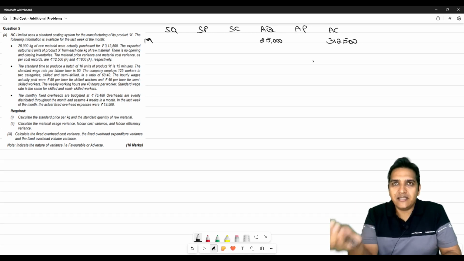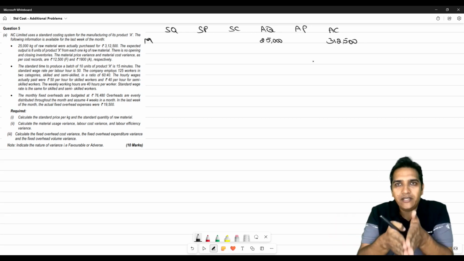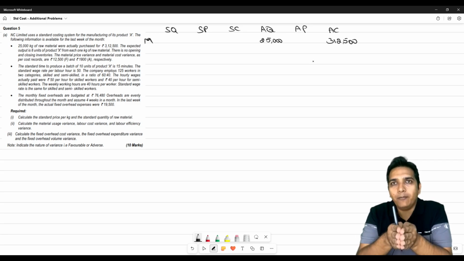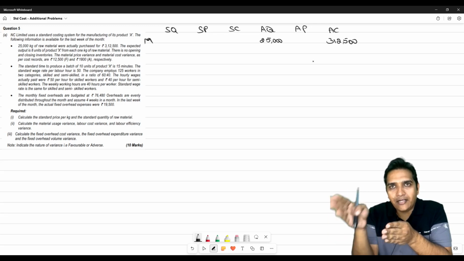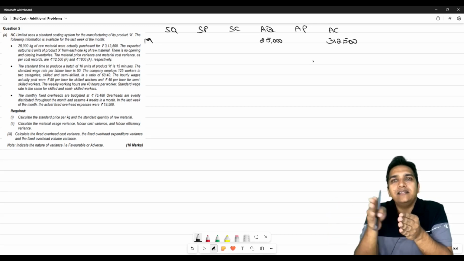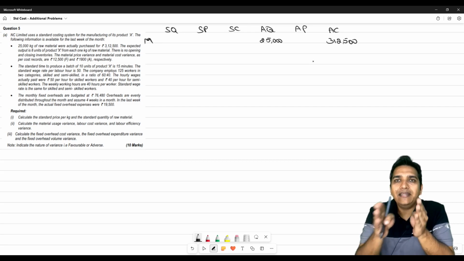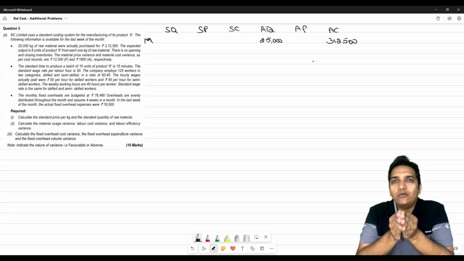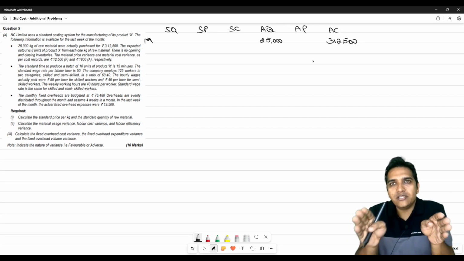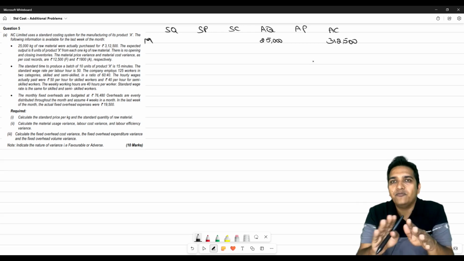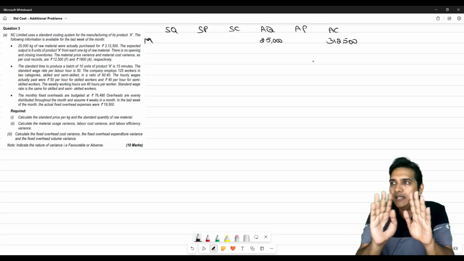What this statement says is, there is no opening stock, which means we do not have to worry about taking the opening stock as our actual quantity. And again they say that there is no closing stock. That means we can easily assume that whatever is purchased during the week has been utilized during the week. Since there is no opening and closing, whatever is purchased during the week is fully utilized.